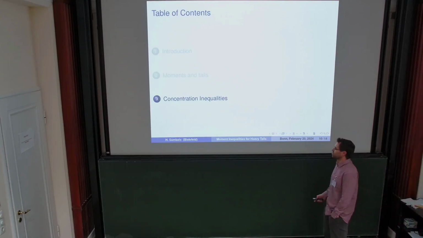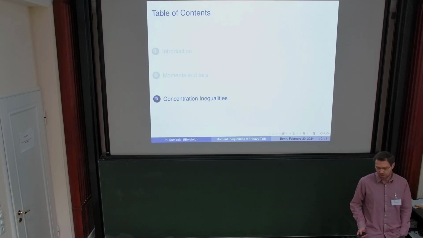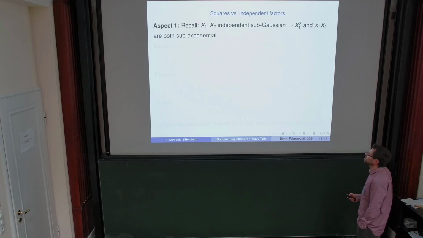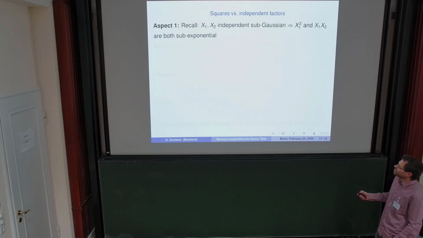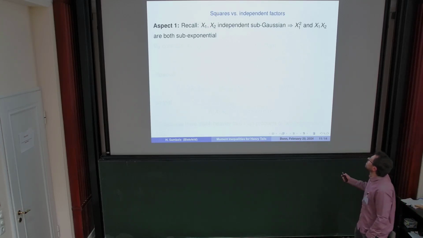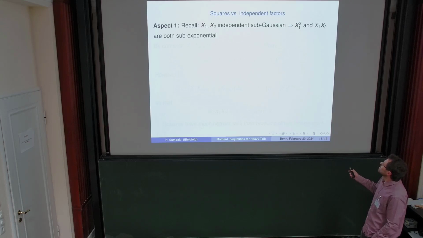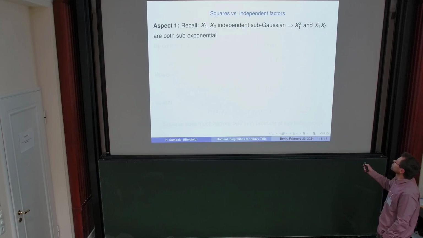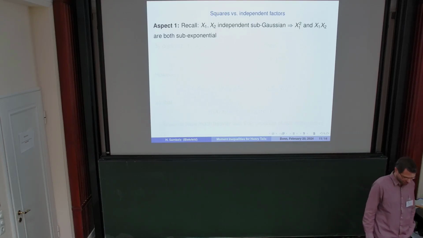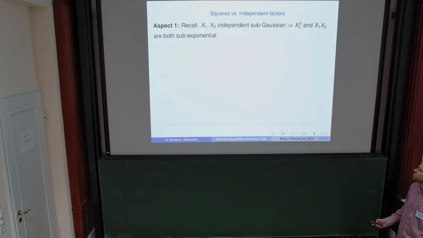Now I still wanted to tell a little about concentration inequalities in a sketchy manner, so to say. And first we have to recall some basic aspects. Take any two independent sub-Gaussian random variables. Then it is easy to see that the square of x1 or also of x2 and also the product of these two independent factors are both sub-exponential random variables. So the tail behavior of the square and the product of two independent factors is the same.